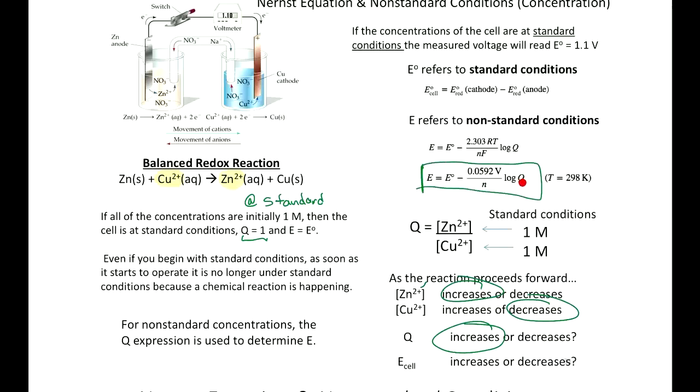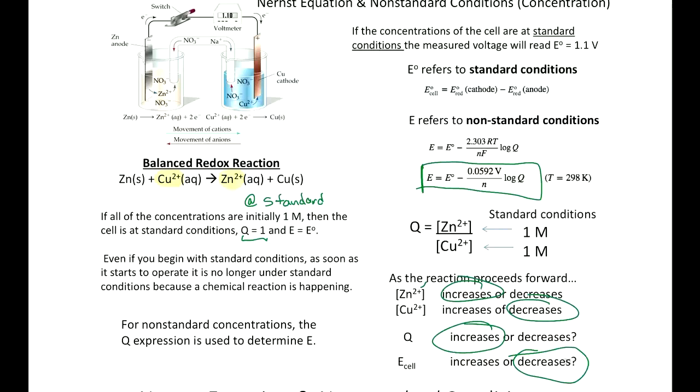If Q becomes a bigger number, we're going to subtract a bigger number from E cell at standard conditions. So we're going to see that E cell, what we actually measure, is going to decrease over time. All batteries die eventually, and this is why, because you're using up your reactants, making more products, you're changing Q. So your measured cell potential starts to decrease and decrease until it becomes 0.